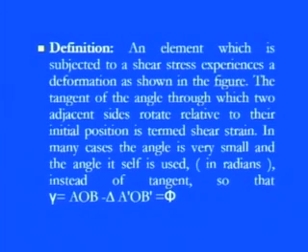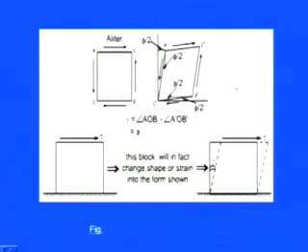Then you see we need to get the tangent of that angle. Once you get the tangent of the angle through which the two adjacent sides tend to rotate relative to their initial position, it is always termed the shear strain. It means it tends towards that movement. So, I just want to figure out those things that you see here.